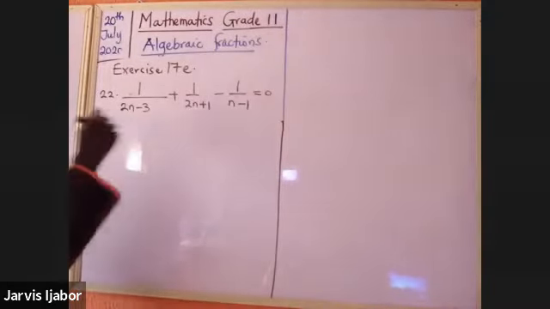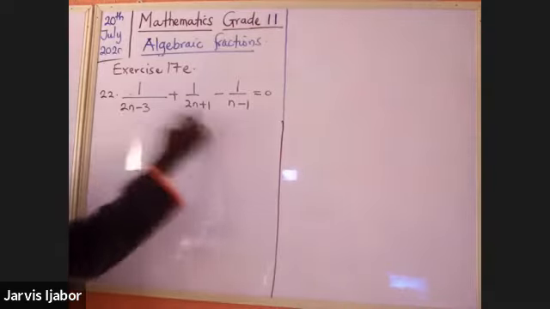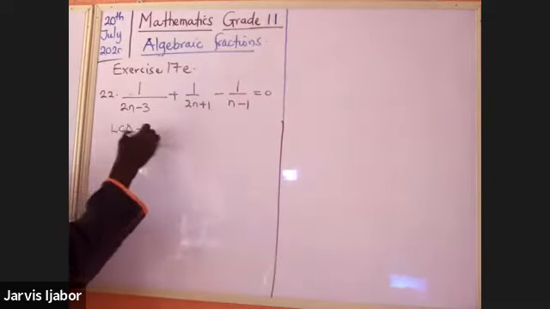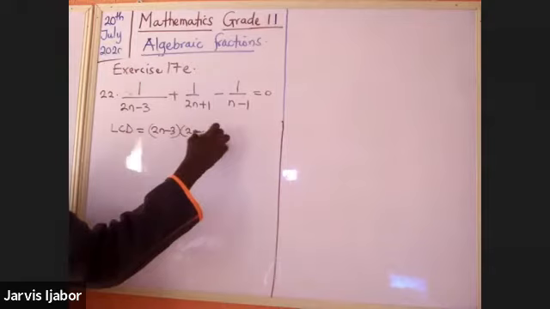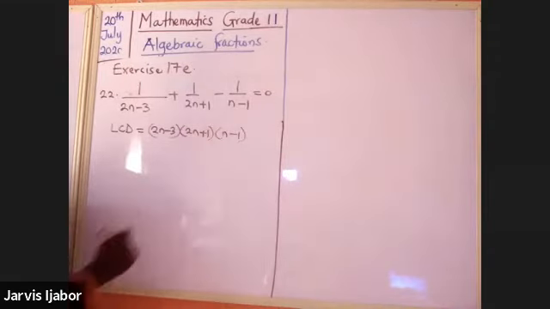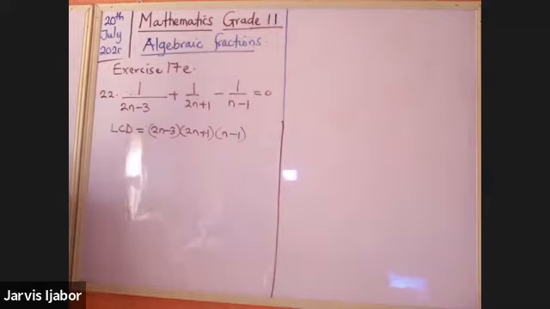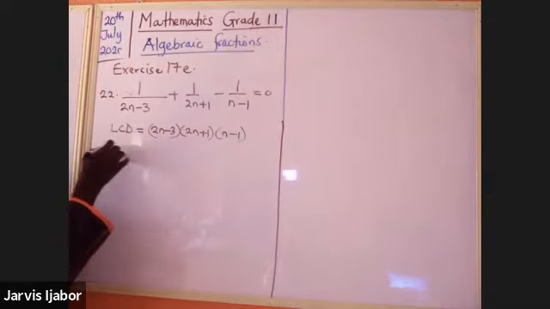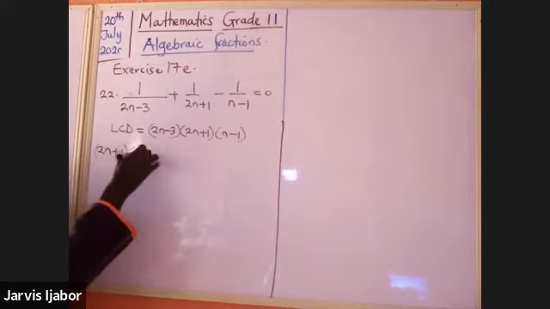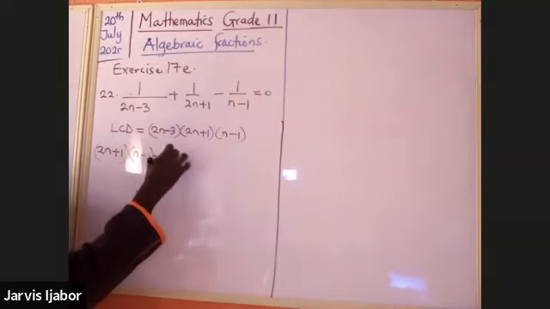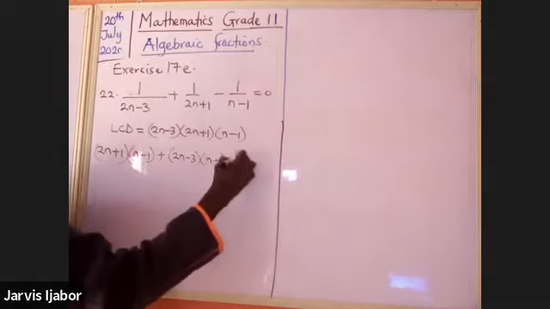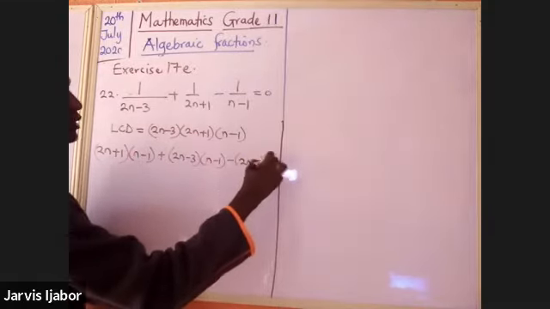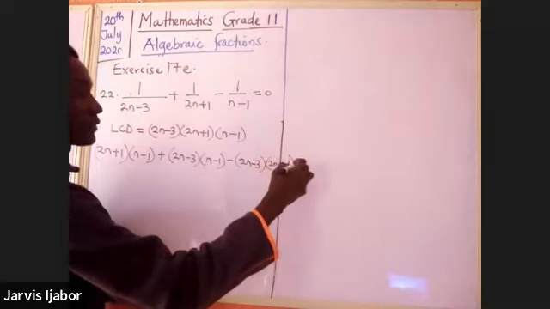Okay, so the next one, we'll take the LCD. The LCD in this case will be 2n minus 3 into 2n plus 1 into n minus 1. So that's what the LCD will be. And if we do that correctly, this will give me 2n plus 1 into n minus 1 plus 2n minus 3 into n minus 1 minus 2n minus 3 into 2n plus 1 equal to 0.